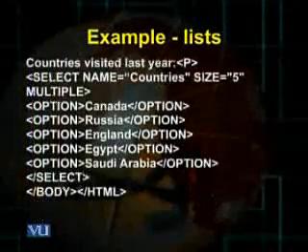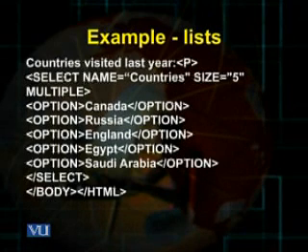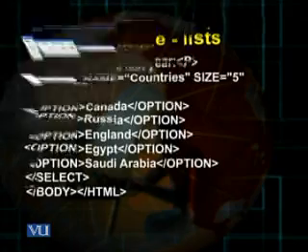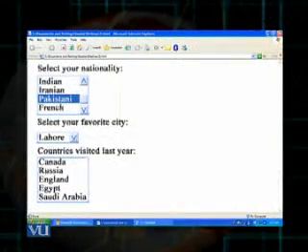Now the third type of a list, the countries visited last year. And now in this example, I have used the size attribute, keeping its value 5, and you can notice I have used another attribute here, that is multiple. And then there are 5 different options. One is Canada, second Russia, third England, fourth Egypt, and fifth is Saudi Arabia. And then I close the select tag, I close the body tag, close the HTML tag. You can go back to the result.